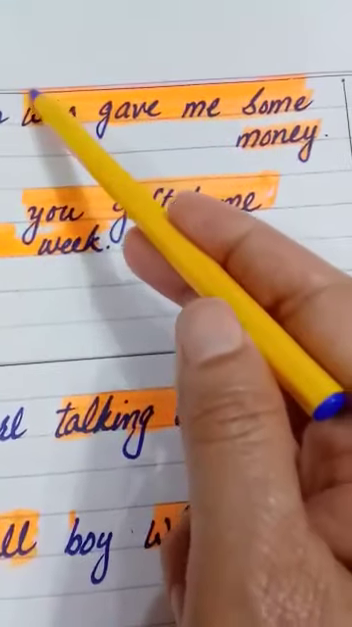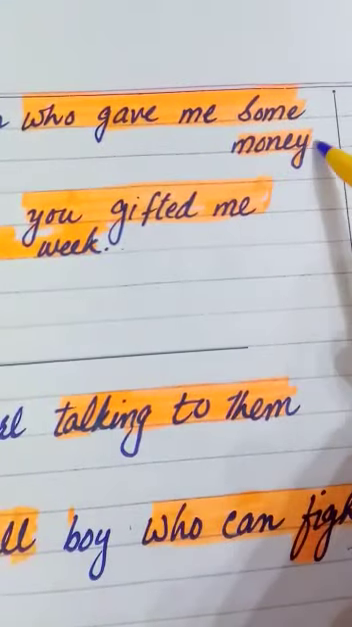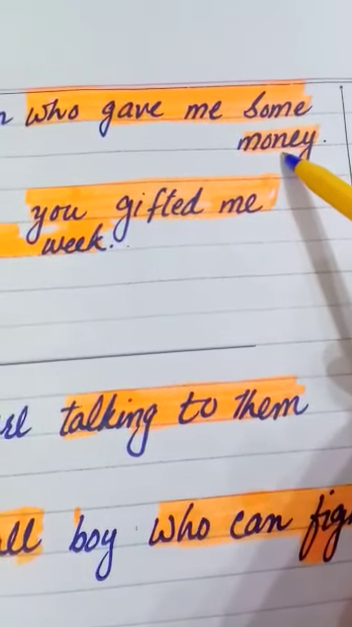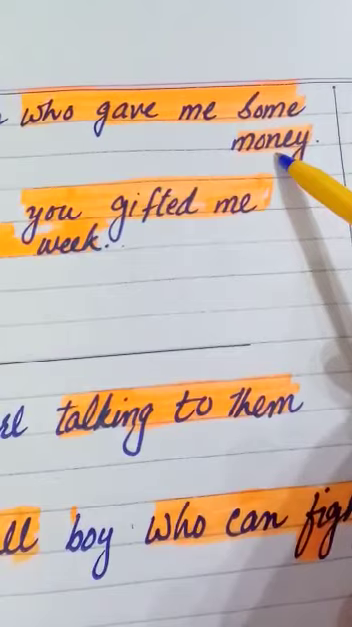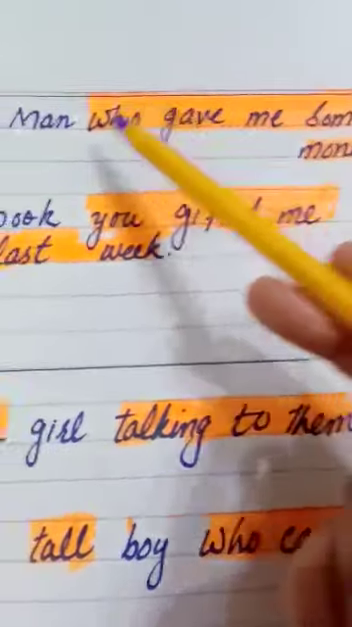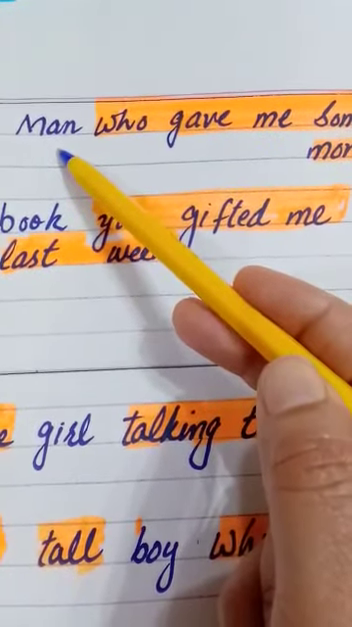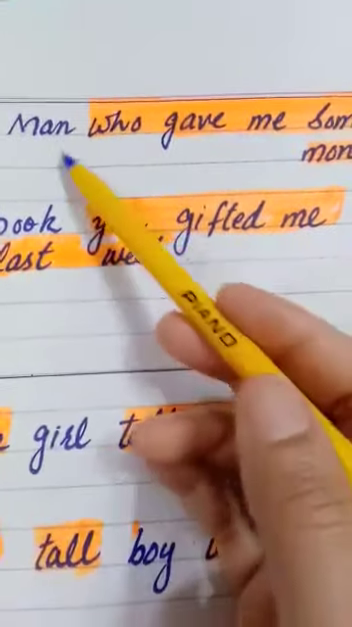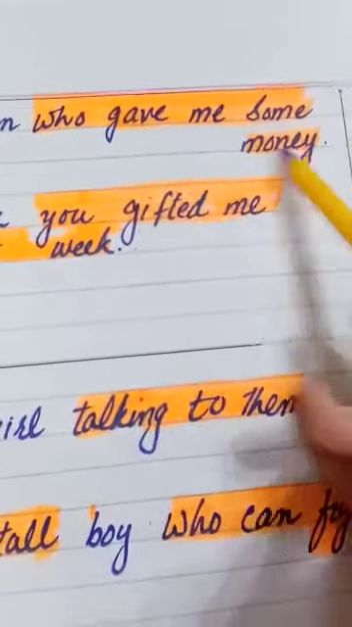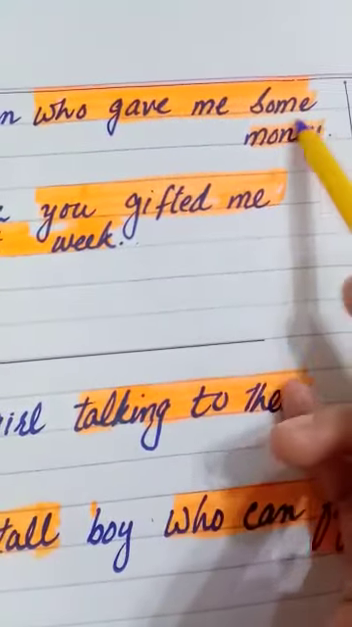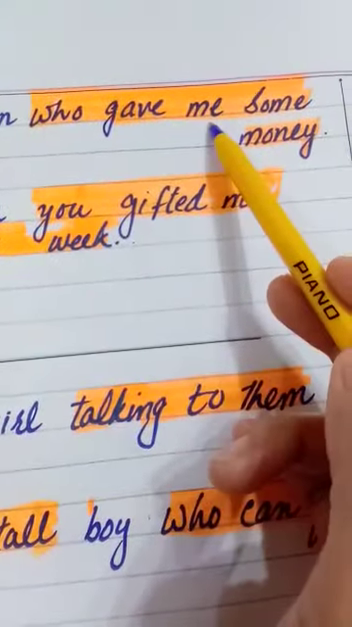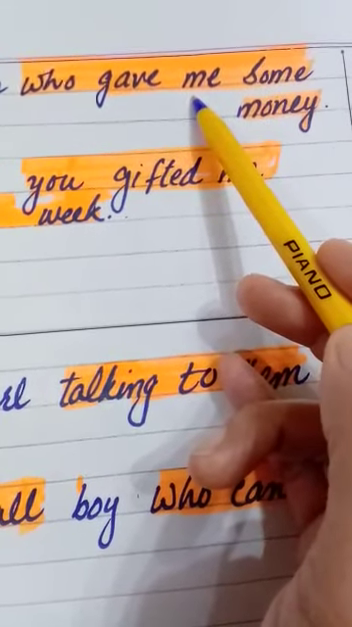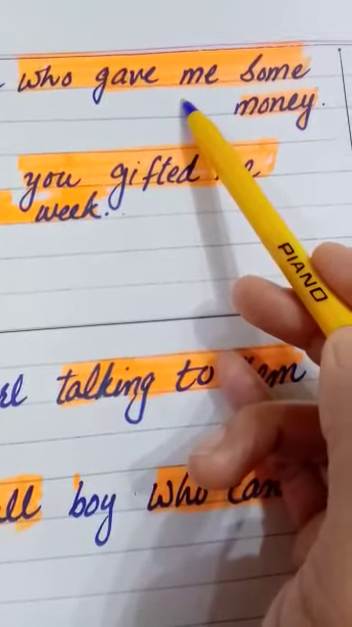But this is again incomplete when I say who gave me some money. It will not have any complete sense until I put a subject or a proper noun with that, like man who gave me some money. This is a clause according to the rules, and inshallah in my further lessons I'll teach you what a clause is. Clause is the opposite of phrase. It has subject and verb.